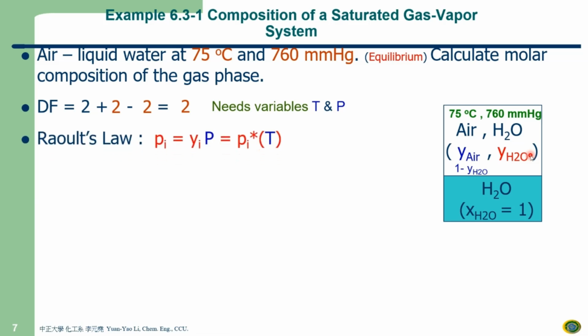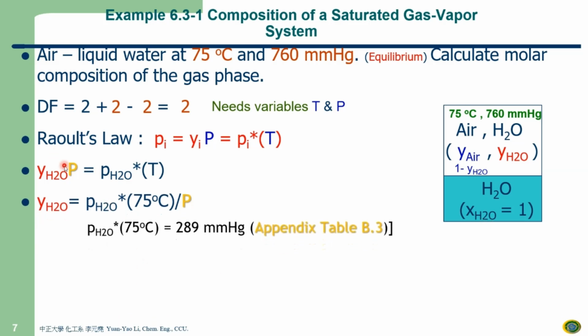So according to Raoult's law, I have P and T. Again, you need to get T. You have T, right? You need to know the vapor pressure of the water at 75 Celsius. What's the vapor pressure? Or we call it partial pressure. So you check the table. Once you know this, you use Raoult's law. Raoult's law tells you the partial pressure of the water. You know the saturated vapor pressure of water, and you can get this.